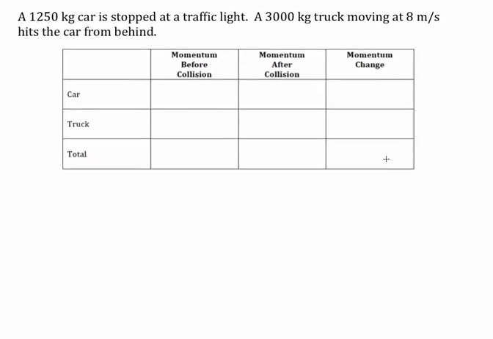This time, we have a 1,250 kilogram car stopped at a traffic light, and a 3,000 kilogram truck moving at 8 meters per second. Unfortunately, it is going to hit our car. So let's go ahead and write down the information that we were given. I'm going to call the car M1. So M1 is going to have a value of 1,250. And since the car is at rest, we know that the initial velocity of car 1 is 0.